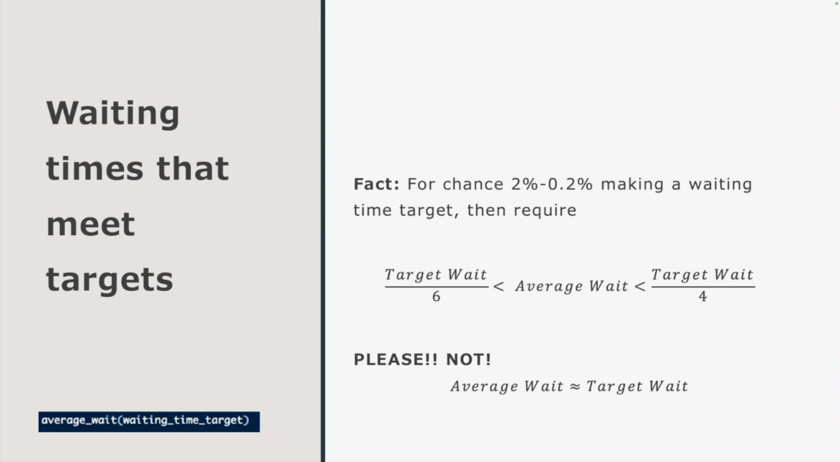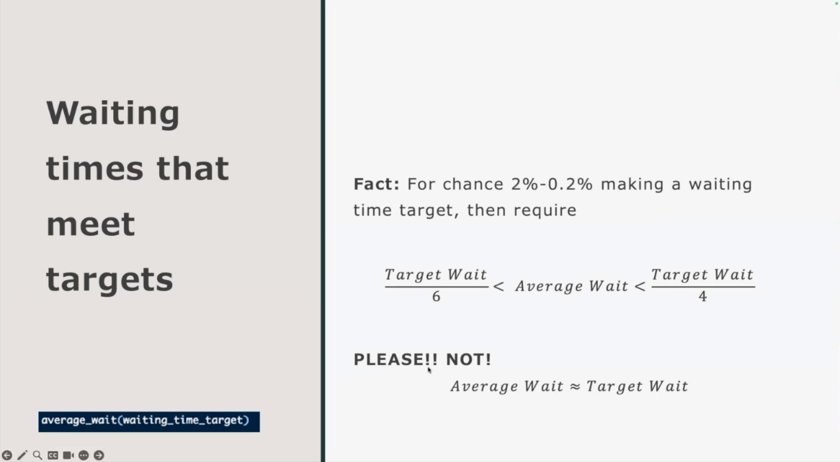So the question is, let's suppose you wanted a chance of, say, 2% or 0.2% that someone goes over 52 weeks. What that's going to mean is you need the average wait to be a multiplicative factor of about 4 to 6 less than the target wait. So actually, if you want, say, a 2% chance that somebody on your waiting list goes over 52 weeks, then you need the average wait to be about 13 weeks. So 52 divided by 4. So you always need to be a multiplicative factor lower.